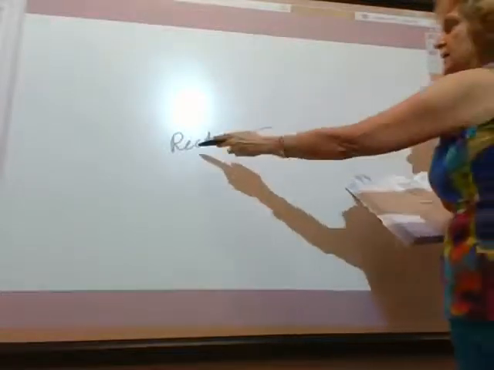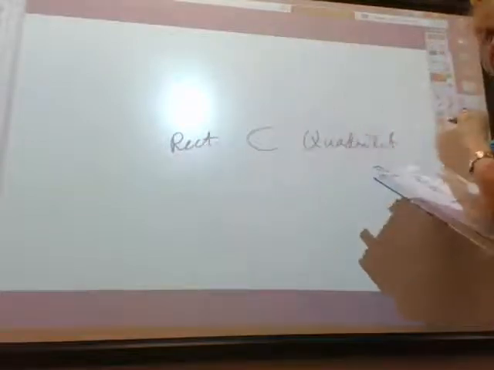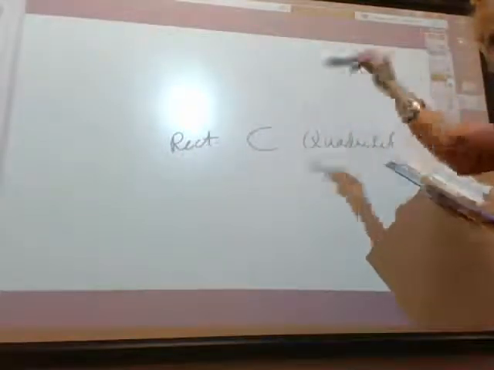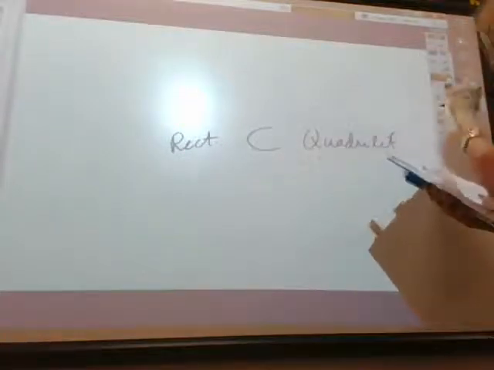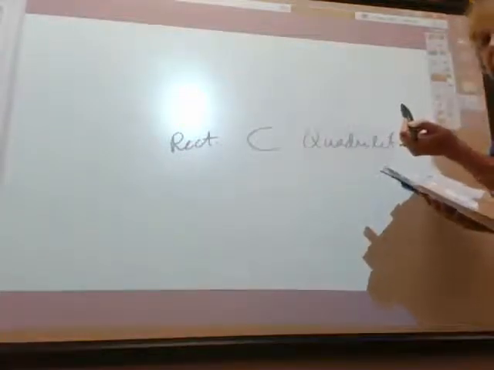I could also say parallelograms are a subset of quadrilaterals, but I couldn't say it vice versa. Not every quadrilateral is a parallelogram, right? We could have a trapezoid.